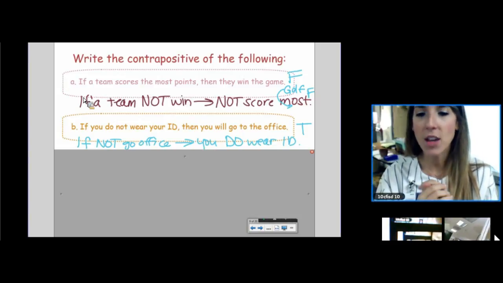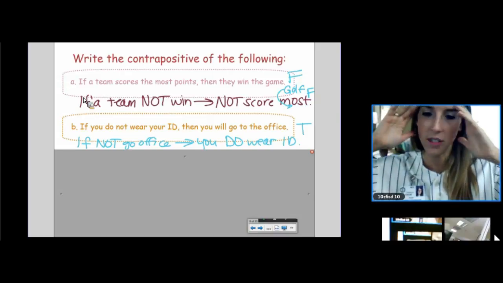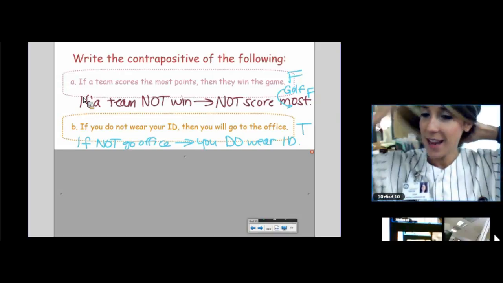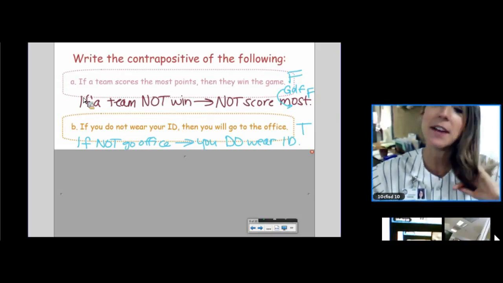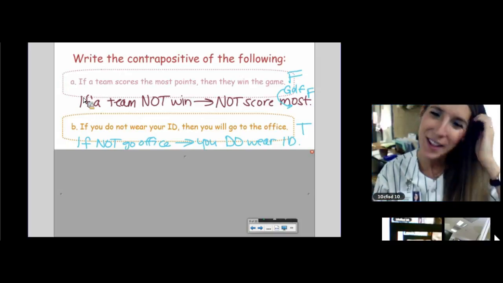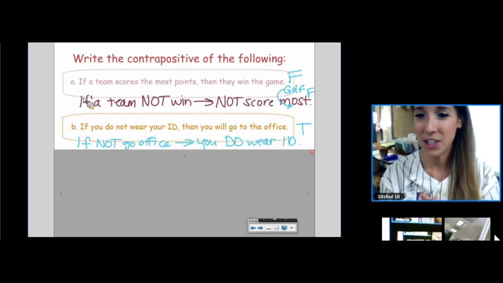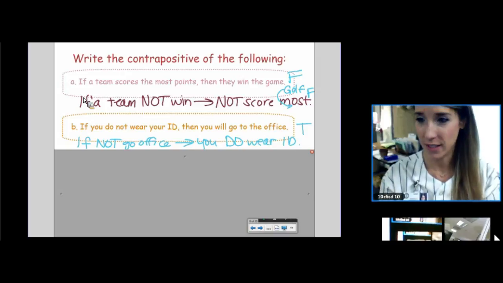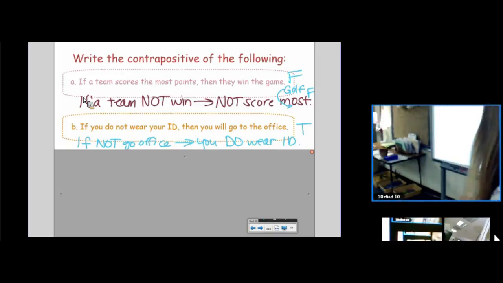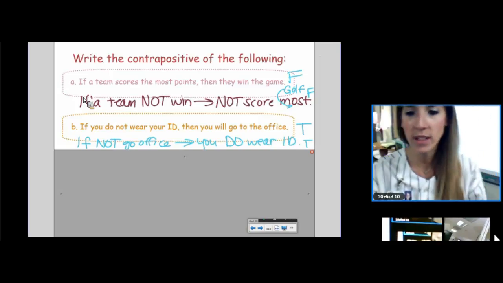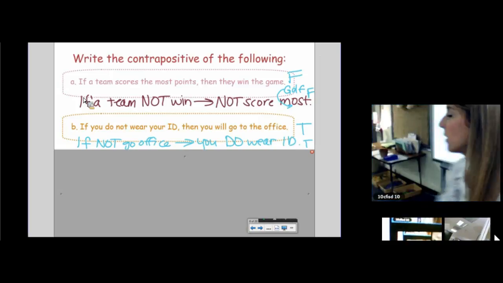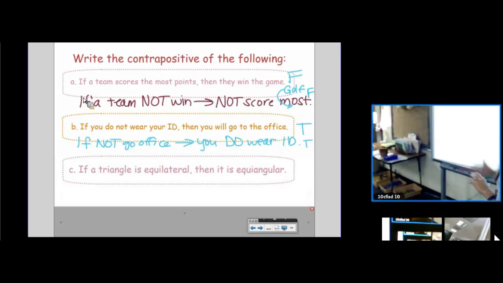Okay, yeah, you're right, Alex. Some teachers don't follow the rules, so I am assuming, I'm saying in my class, when I do an ID badge check, let's do that. So if I do an ID badge check and a student does not go to the office, that means they are wearing their ID. The students that do not have to head to the office are the ones wearing their ID. Okay, let's do our last example.